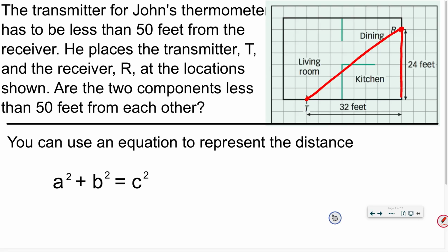What values could you actually replace in the Pythagorean theorem? We can replace A and B. Okay, so A is 32. B is 24. And then we're going to find that length.